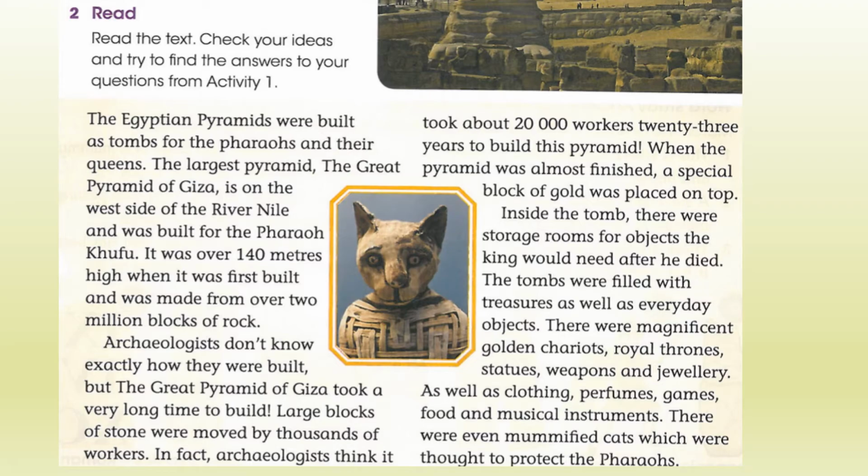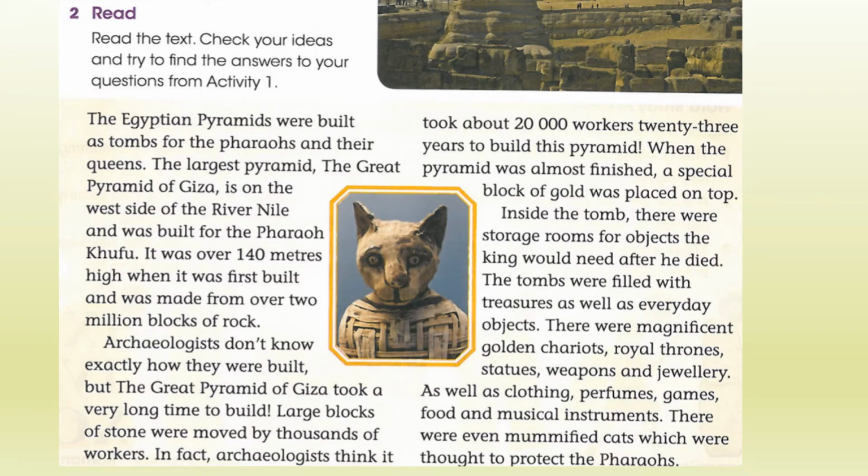The Egyptian pyramids were built as tombs for the pharaohs and the queens. The largest pyramid, the Great Pyramid of Giza, is on the west side of the River Nile and was built for the pharaoh Khufu. It was over 140 meters high when it was first built and was made from over 2 million blocks of rock. Archaeologists don't know exactly how they were built, but the Great Pyramid of Giza took a very long time to build. Large blocks of stone were moved by thousands of workers. In fact, archaeologists think it took about 20,000 workers 23 years to build this pyramid. When the pyramid was almost finished, a special block of gold was placed on top.